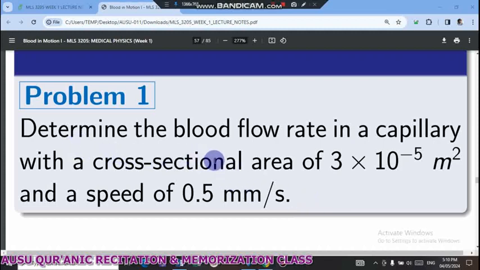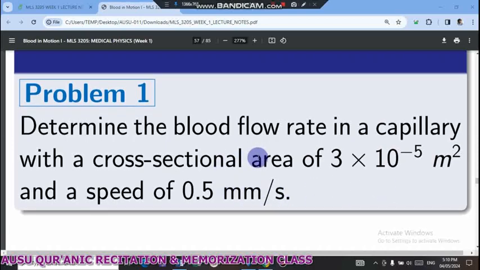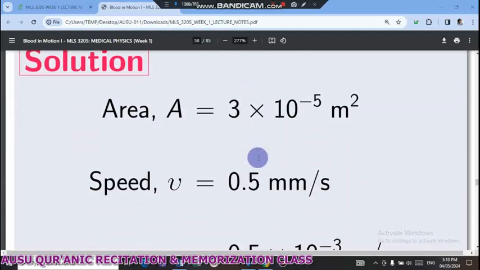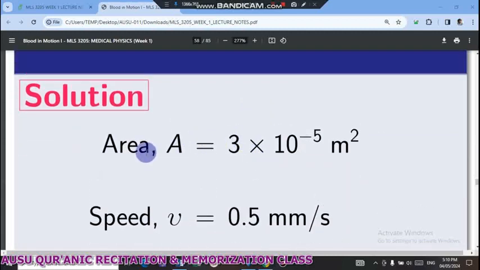And we can see in this problem, we are given the cross-sectional area, and we are also given the speed. The formula says we should multiply the two to get the blood flow rate. So the first thing we do is to bring out the parameters we are given. So solution, you are given the area, so you write area, A, equals this quantity you are given, and you are given this quantity in meters squared.